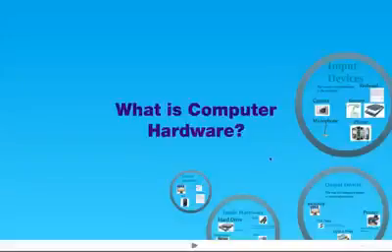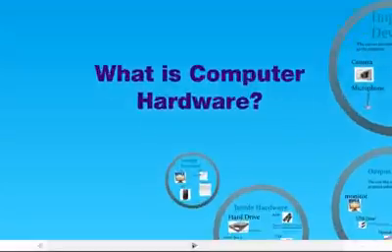Hello, and today I want to go over what is computer hardware. First of all, computer hardware consists of many different things, but if you can touch it, it's hardware. So first, let's look at some of the outside hardware.